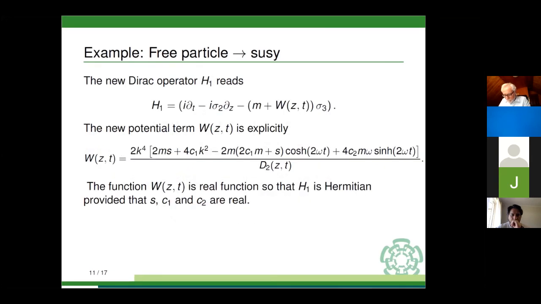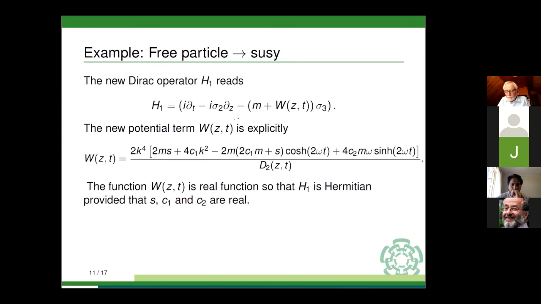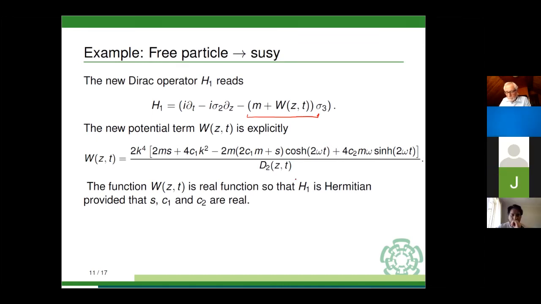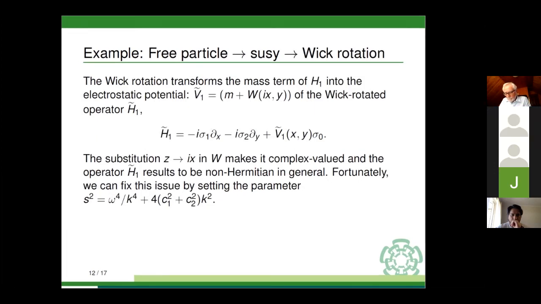The new Dirac operator that arises is this Hamiltonian, this Dirac operator, where we only have a mass term, but now this mass term depends on the coordinate and time. So we have this explicit expression over here. D2 appears also right here. Next step is to make the big rotation. So we make the big rotation.